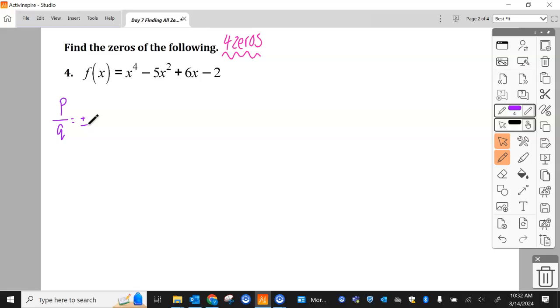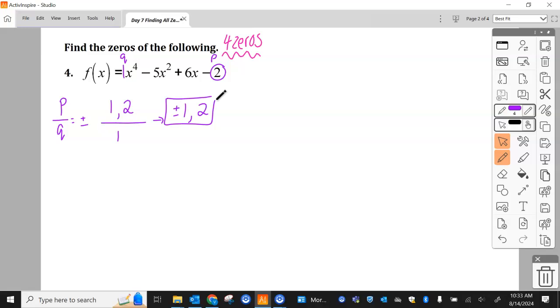So we are in standard form. Mind your Q's and P's. If nothing's written, it's an understood 1. Everything that multiplies together to give us 2 is just 1 times 2, and everything that multiplies together to give us 1 is just 1. So we actually have 4 potential options, right? We have positive 1, positive 2, and negative 1, negative 2.